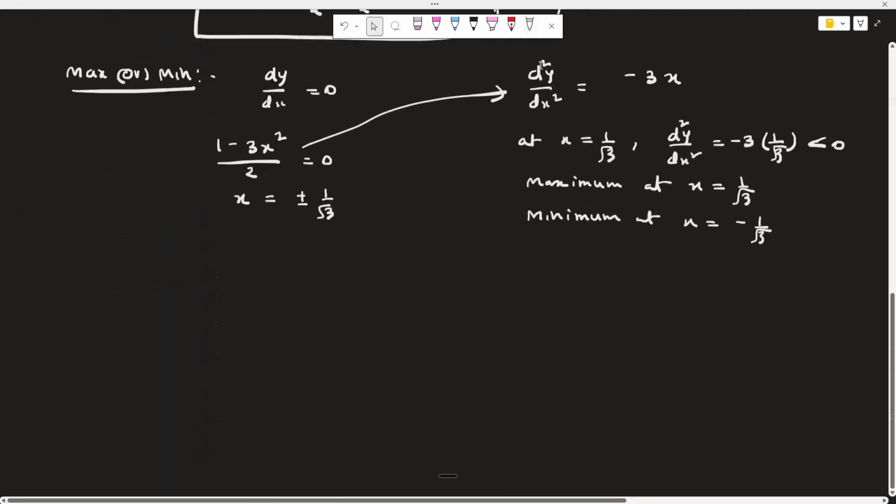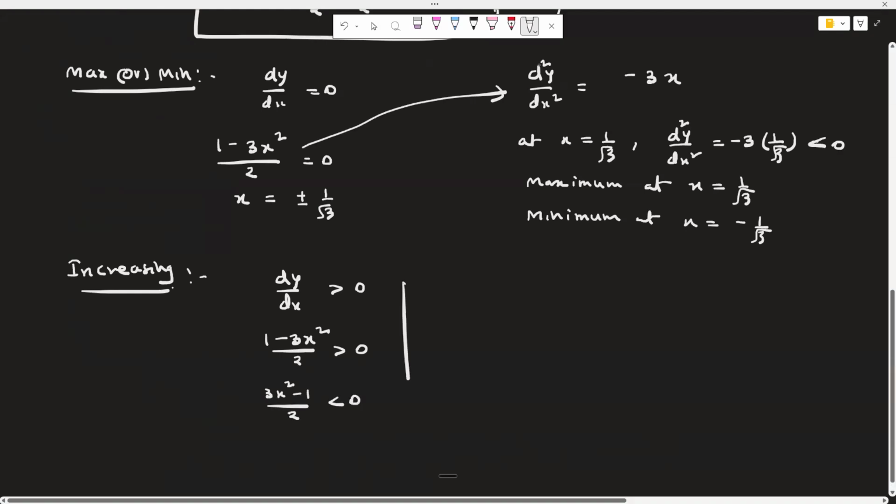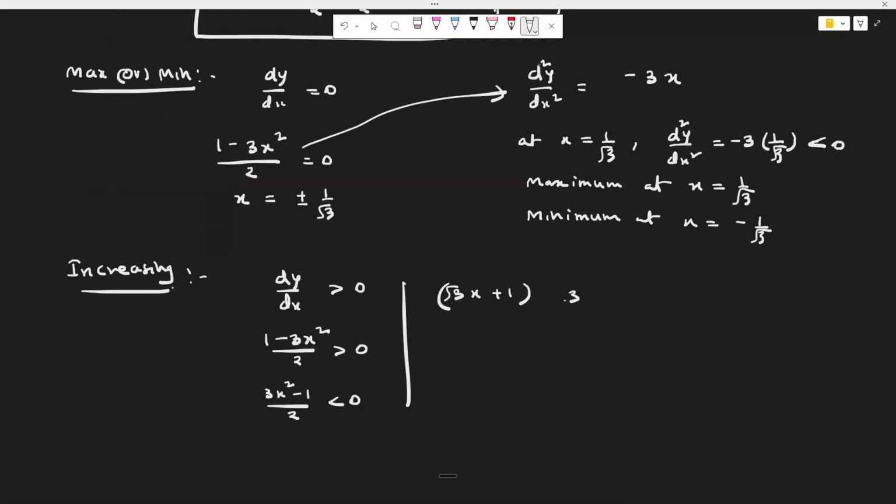So he's talking about the increasing-decreasing concept. Write down the increasing concept. According to the increasing concept, we know that dy by dx must be greater than 0 for increasing. Which means that (1 minus 3x square) by 2 is greater than 0, and (3x square minus 1) by 2 is less than 0. Solve this inequality, then we have (root 3 x plus 1) multiplied by (root 3 x minus 1) is less than 0, which means x belongs to minus 1 by root 3 to plus 1 by root 3.